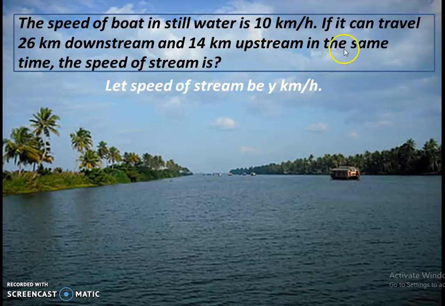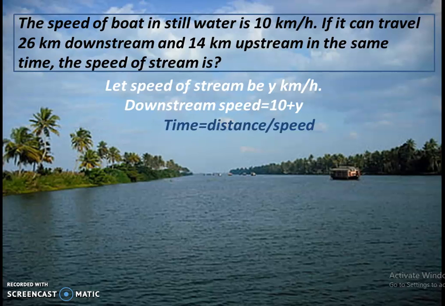So we can calculate downstream speed by adding 10 and y, right? Now it is given that it can travel 26 km downstream. So distance is 26 km and speed is 10 plus y. We can calculate time by dividing distance by speed. So it will be 26 upon 10 plus y. So this is the time the boat takes to travel downstream, right?